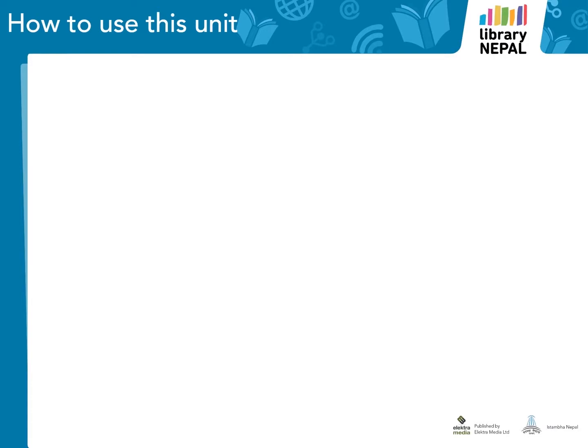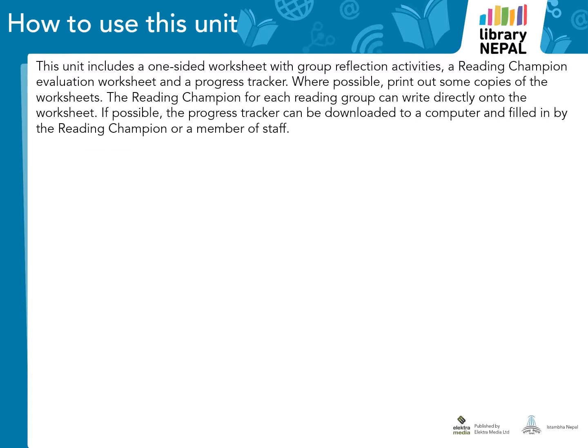How to use this unit. The unit includes a one-sided worksheet with group reflection activities, a reading champion evaluation worksheet, and a progress tracker. Where possible, print out some copies of the worksheets. The reading champion can write directly onto their worksheet for each reading group. If possible, the progress tracker can be downloaded to a computer and filled in by the reading champion or a member of staff. However, don't worry if this is not possible.